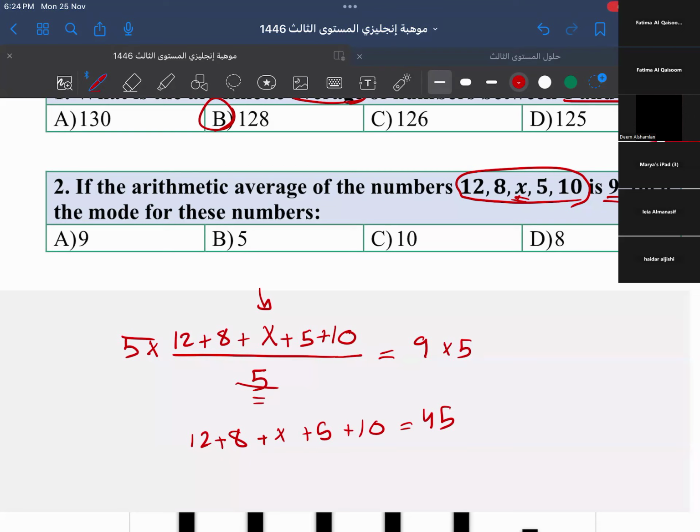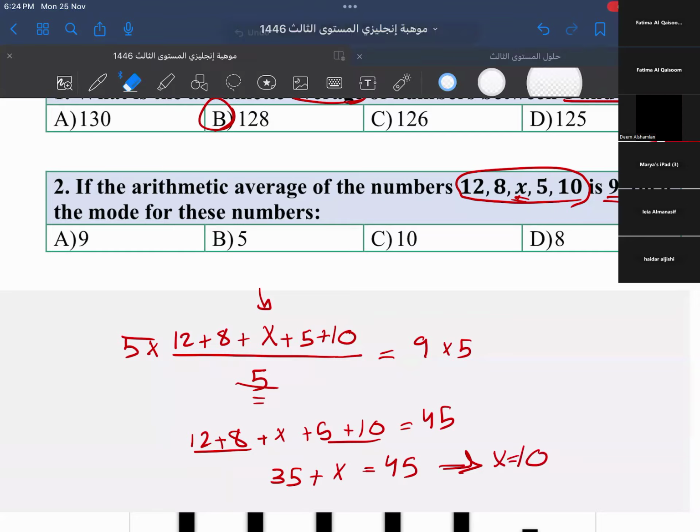Okay. So here it's going to be 20 plus 15, so it's going to be 35. So 35 plus x equals 45, and then x would equal 10. Okay, so now I know that x equals 10. So here, if I write that x is 10, I have 12, 8, 10, 5, 10.